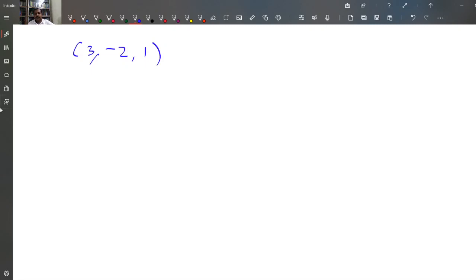parallel to the vector, suppose you are given a point p naught and a given vector v is 2i minus j plus 3k. So how do we plot this in GeoGebra? That is the next thing that we are going to illustrate.